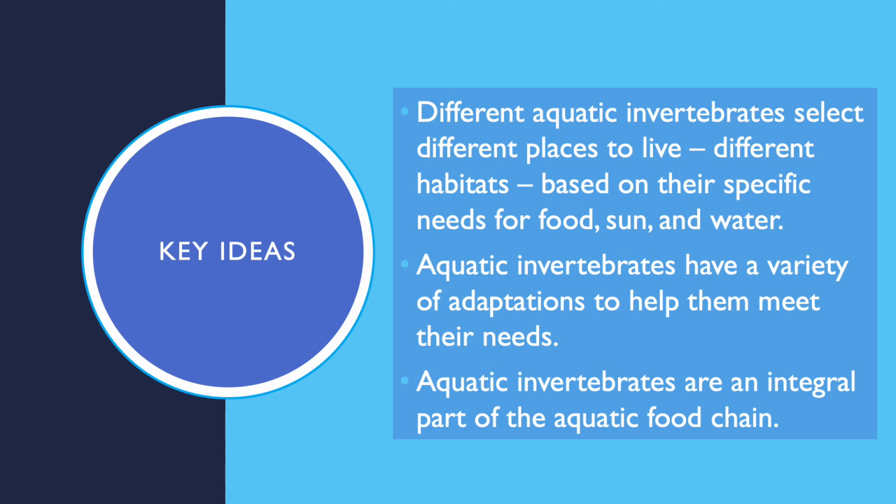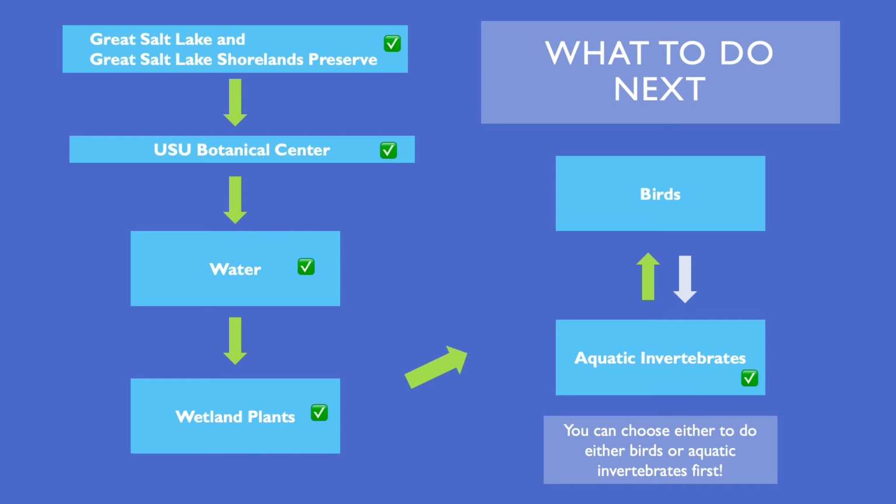We hope you learned something new about aquatic macroinvertebrates. Some key ideas that we hope you take away from this presentation are the following. Different aquatic invertebrates select different places to live, different habitats, based on their specific needs for food, sun, and water. Aquatic invertebrates have a variety of adaptations to help them meet their needs. And aquatic invertebrates are an integral part of the aquatic food chain. What do you think you'll remember from this presentation?